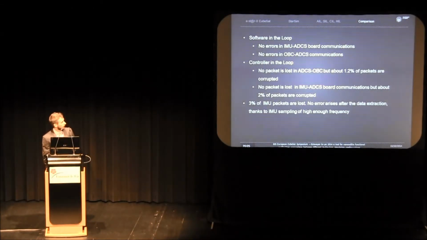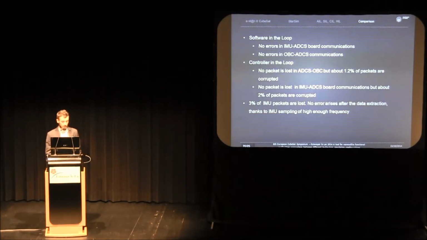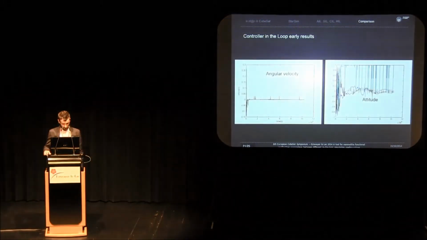The results: for software-in-the-loop, in the earliest phase, we didn't really notice any error, everything was working flawlessly. Going to the control-in-the-loop simulation, we started to notice, earlier in the development phase, a few lost packets that were accounted for by wrong coding or wrong models. And IMU packets were lost for about 3% of the time, although our IMU sampling frequency is way higher, and this posed no error.